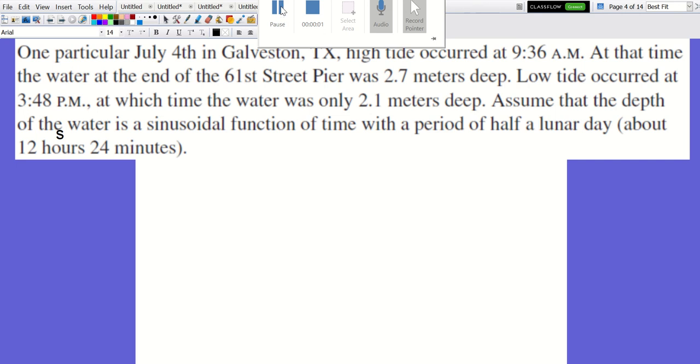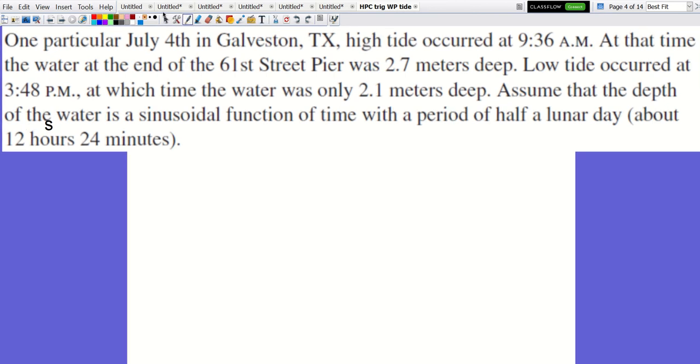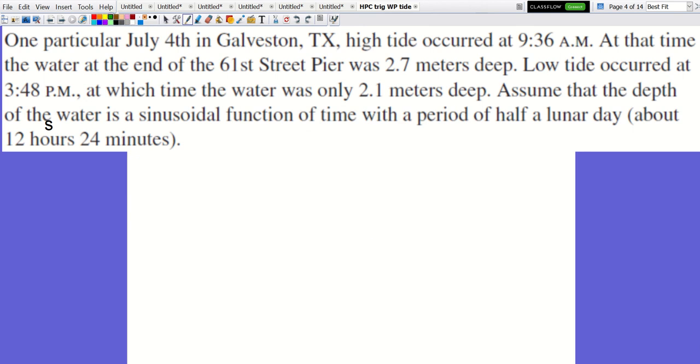All right, folks, let's go over this word problem over here. This is basically a word problem that has to do with sine and cosine. When you see the word sinusoidal, that means either sine or cosine, even though you're tempted to think that it's sine. So we're talking about tides right now.